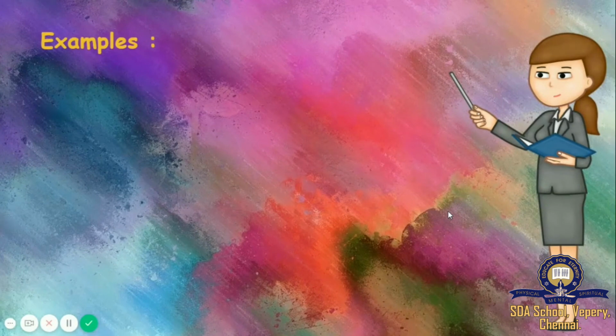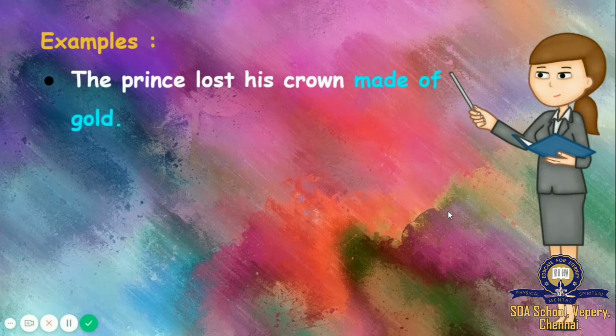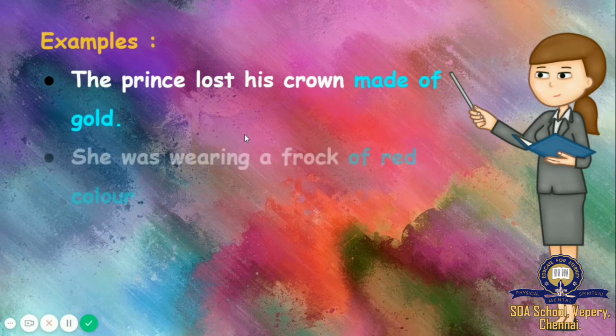Let us see a few more examples. The prince lost his crown made of gold. So here, made of gold is a group of words that is describing the crown. So this phrase is describing the crown and is doing the work of an adjective. She was wearing a frock of red color. So here the adjective phrase is of red color.